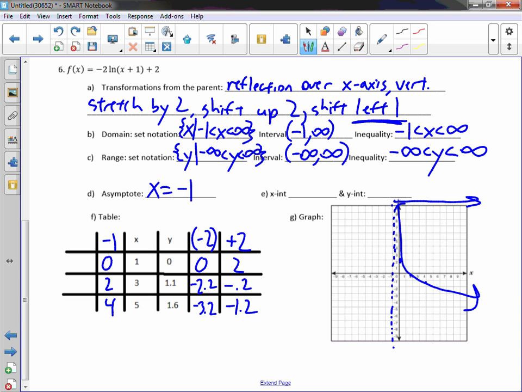I know I've said this a lot in the other videos, but again, make sure you know the difference between set notation, interval, and inequality. It makes a big difference when I ask you for a specific version of the domain or range.